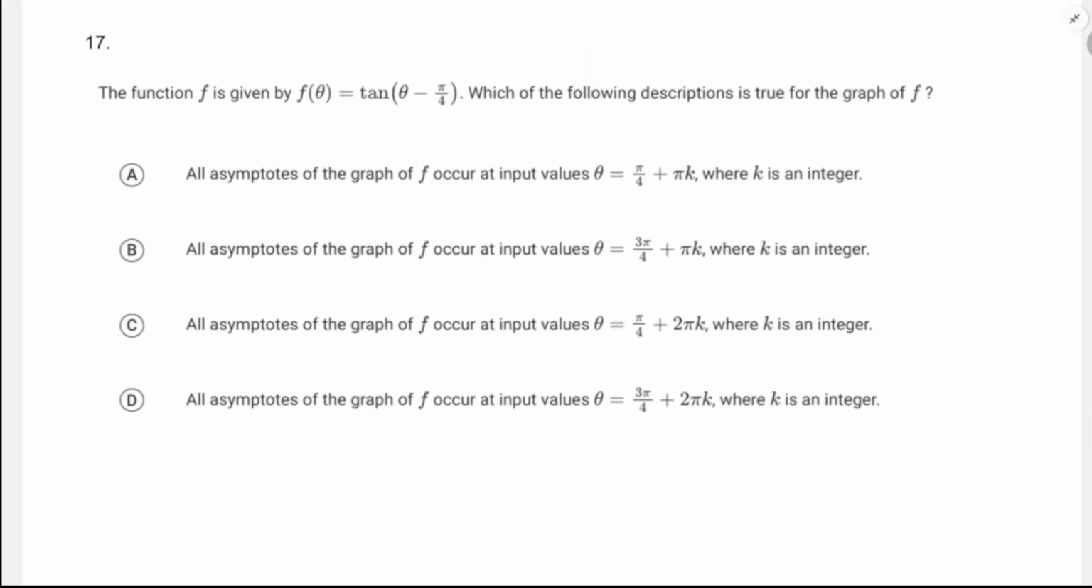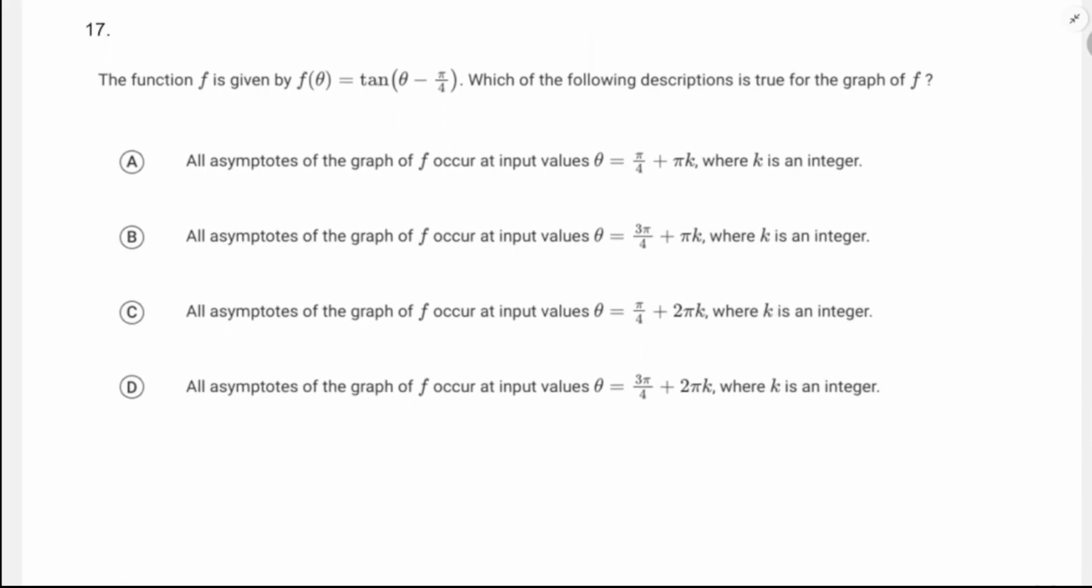All right, number 17, f of theta is tangent of theta minus pi over 4, which of the following descriptions is true for the graph of f. All right, so the normal asymptotes would be theta equals pi over 2 plus pi n, where n is an integer. If we're going to shift that right pi over 4 units, I would say, all right, well, I'll just add pi over 4 to the input values, or just say theta minus pi over 4 equals pi over 2.